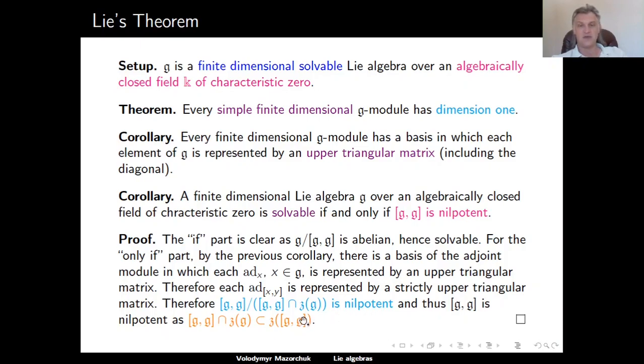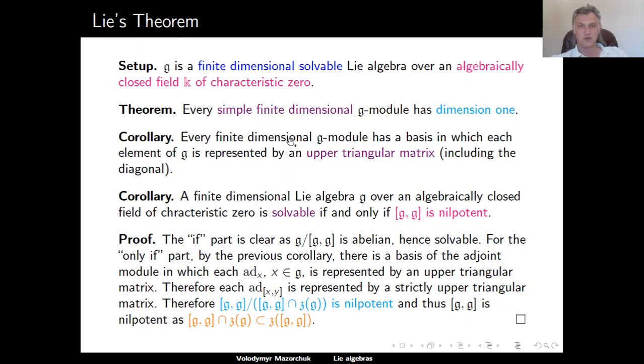At the same time, the intersection of the center of G with the derived algebra clearly belongs to the center of the derived algebra. So this shows that the quotient of the derived algebra by its center is nilpotent. And as we saw in the previous lecture, an algebra is nilpotent if and only if its quotient by the center is nilpotent. So we have proved that the quotient of the derived algebra of G by the center is nilpotent. This means that the derived algebra of G is nilpotent, completing the proof of our corollary.